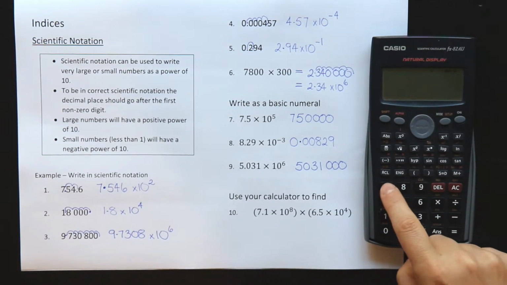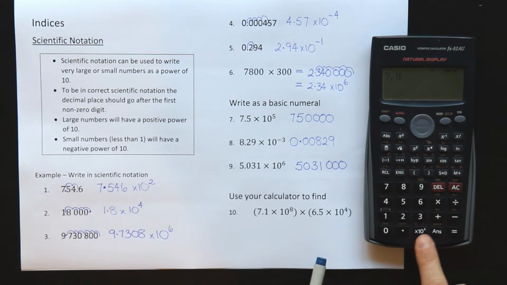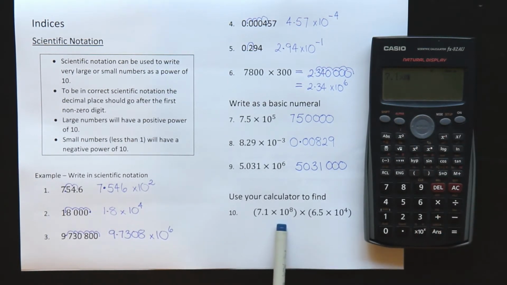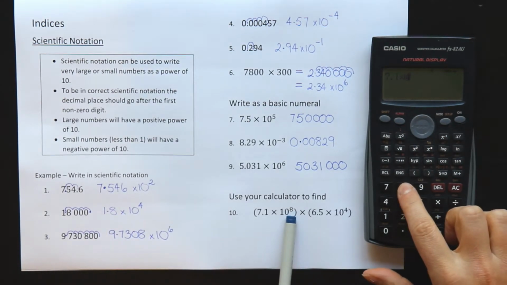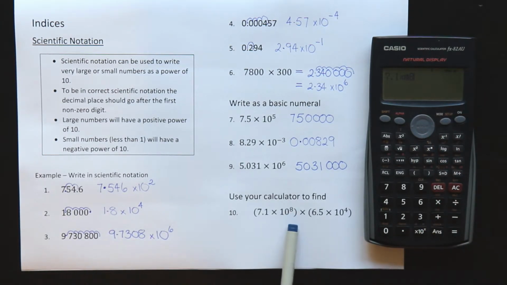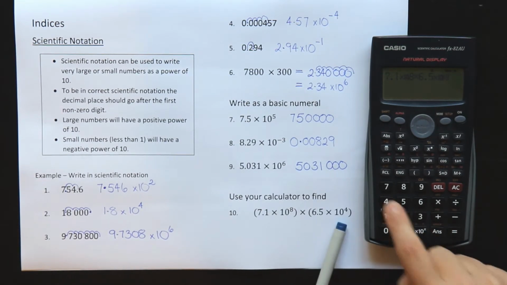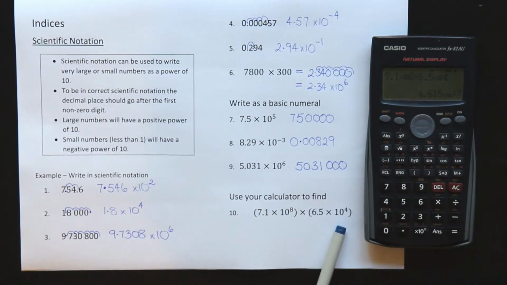For mine, all I have to do is type 7.1, and down the bottom I have this button that has a times 10 to the x on it. If I push that button, it does times 10. And all I have to do is type the power, 8. You don't need to do a power or anything up here with these buttons. You just type the 8 straight after it. Okay, then I'm going to go times, and I'm going to do the same thing again with this one. 6.5, my times 10 button down here, 4, equals.